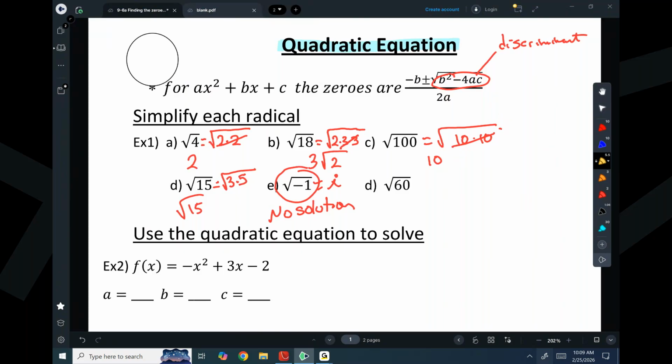All right. So if you ever get to square root of -1, what does that tell you about the answers to the math problem? They're going to be imaginary. They're going to have no real solutions. Yeah? All right.